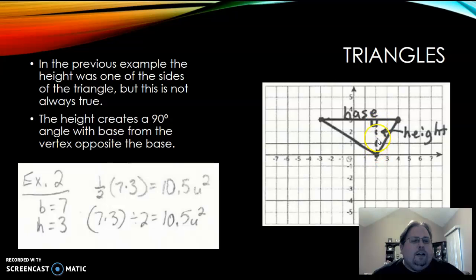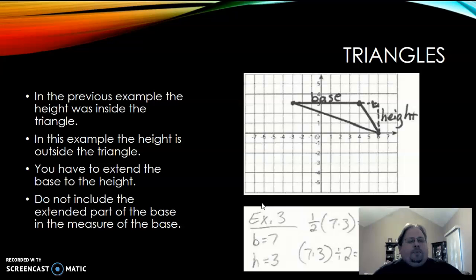The height is 3. And you're going to multiply those together and either multiply it by 1/2 or divide by 2. So 1/2 times the quantity 7 times 3 equals 10.5, because 7 times 3 is 21. 1/2 times 21 is 10.5 units squared. And then you can also do 7 times 3 is 21 divided by 2 equals 10.5 units squared.